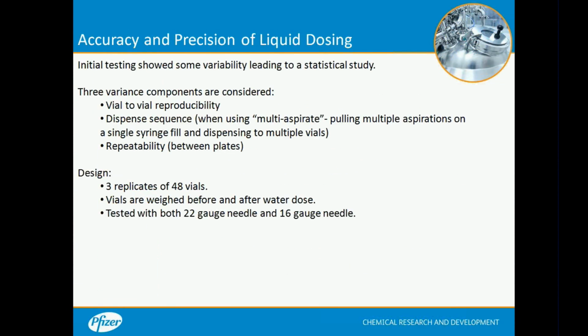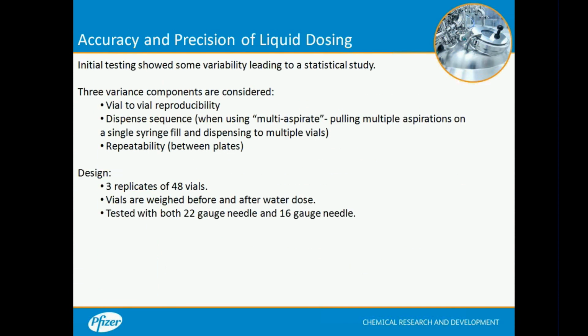So we went through to do a significant amount of testing on the different kinds of dosing. And we actually started with liquid dosing because initial testing showed us that there was some variability. And this led us to a full statistical study. In this study, we considered 3 different variance components: vial-to-vial reproducibility. So this is saying 2 vials next to each other, how similar are they when the same amount and type of liquid is dosed?